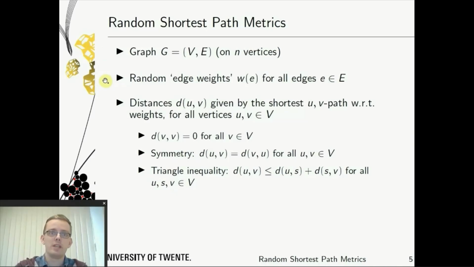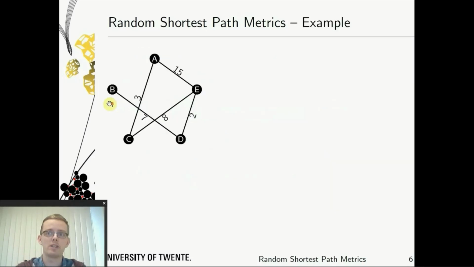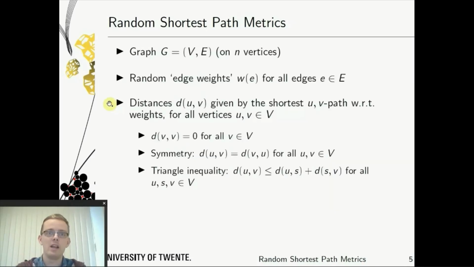Next, we add random edge weights W to all edges of G, independently and identically distributed, and then for every pair of vertices U and V, the distance between them is given by the total weight of the shortest UV path in G with respect to the weights W. And it's important to note here that this also includes pairs U and V for which there is no edge in the original graph G.